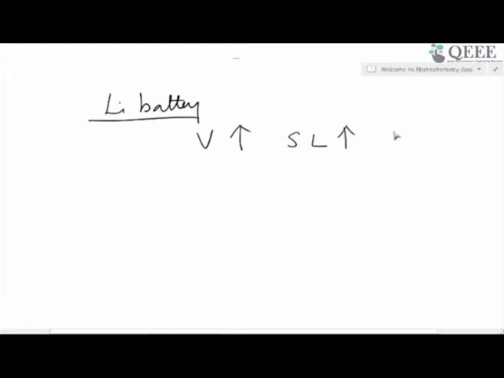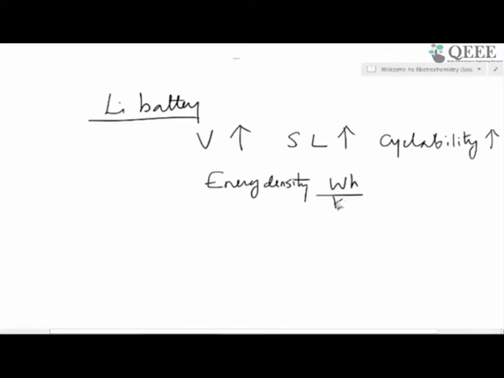And the cyclability, which means how many cycles we can use without losing performance, is also more with this. And energy density is expressed in the units of watt hour per kg. In some places, energy density will be expressed in the unit of watt hour per liter. Where is it used?